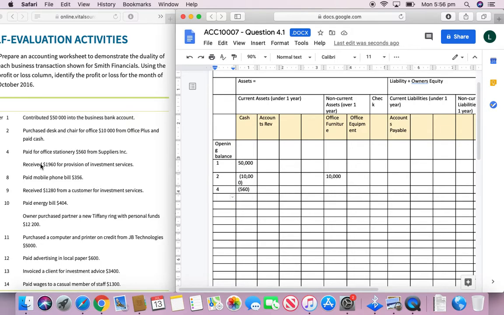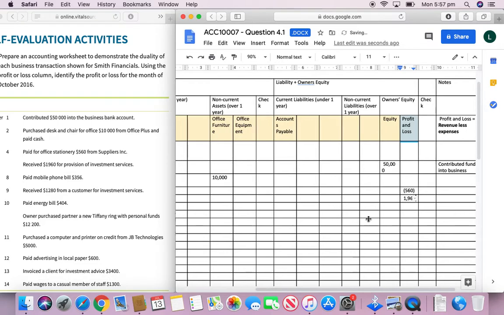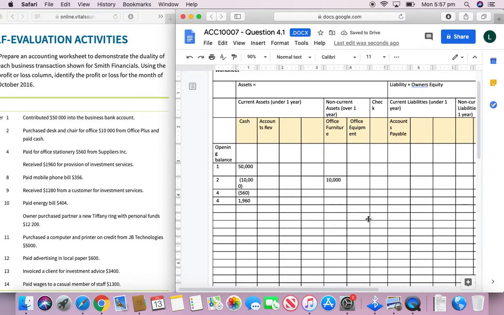Okay, let's have a look at this one. Number 4, received $1,960 for provision of investment services. So that is revenue. So we're receiving money for services to be conducted. So it's revenue and we're getting cash in the bank straight away. So that's $1,960 cash, and as again I said, revenue is in our P&L, so that's a positive position here, $1,960. Perfect. Let's go down to the next transaction.